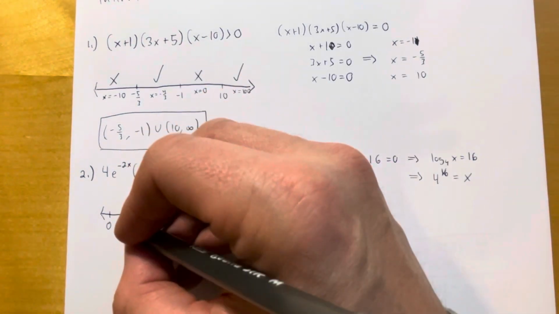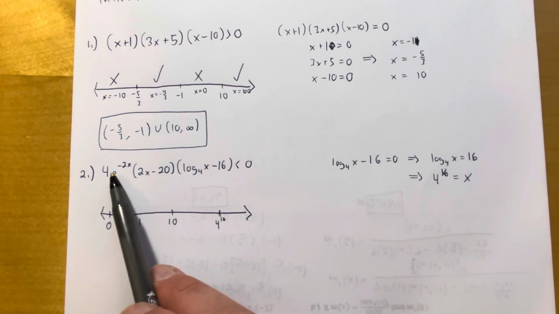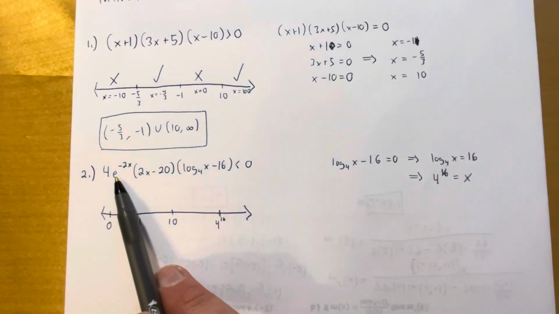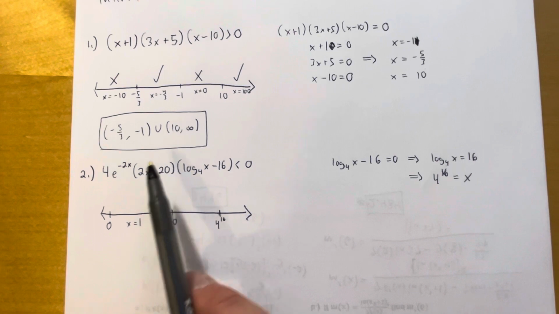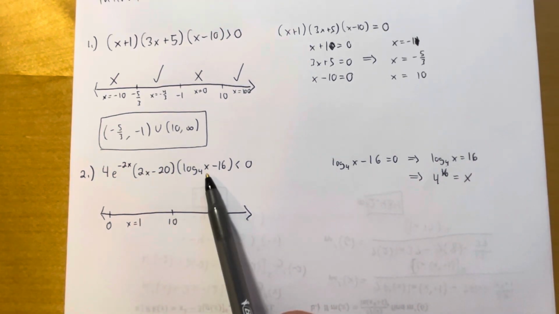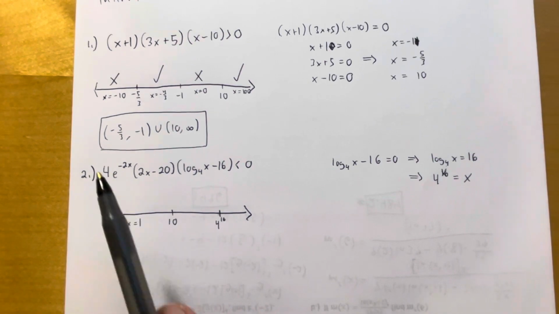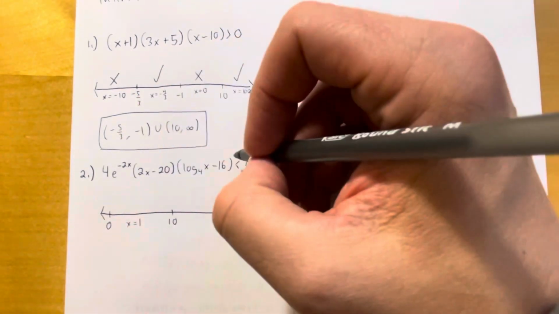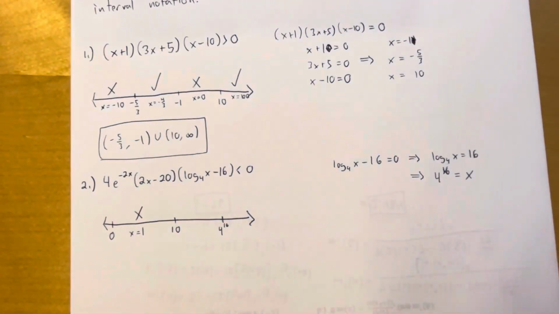So let's pick some test points and do what we did before. If I can't use 0, I could use x equals 1. That's between 0 and 10. And if I were to use that, then plugging that into here, remember this is always positive, so we can kind of ignore it and just pay attention to what's going on with these two terms. If I plug a 1 in here, I get 2 minus 20. That is a negative number. If I plug a 1 in here, log base anything of 1 is 0. Minus 16 is negative 16. So I have negative times negative, which is positive. And again, the fact that this is positive means that won't change. So I get positive. We're not looking for positive. We're looking for negative. So this is not part of my solution set.